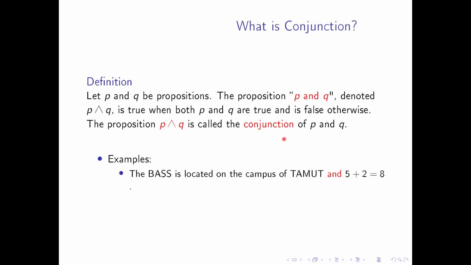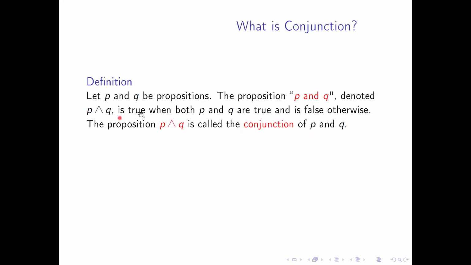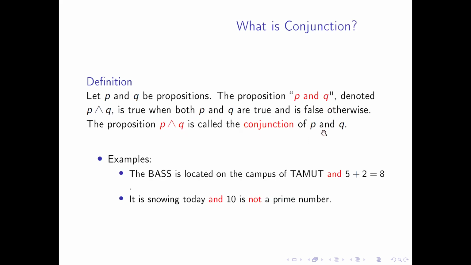And notice, I'm going to come back here. The conjunction is true when both are true and false otherwise, which means if either one of these statements is false, then we have a problem. So the BAS, it is on campus. However, we also know that 5 plus 2 is not 8. So this statement right here is actually false. So let me write that in real quick.